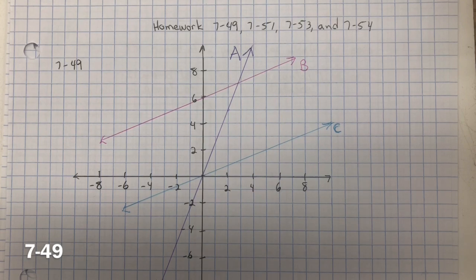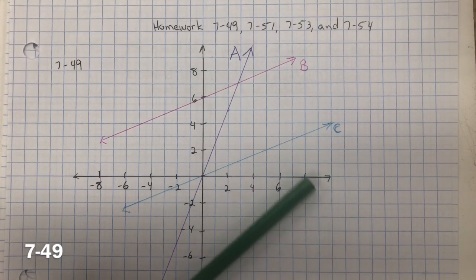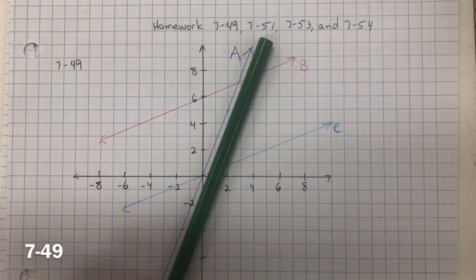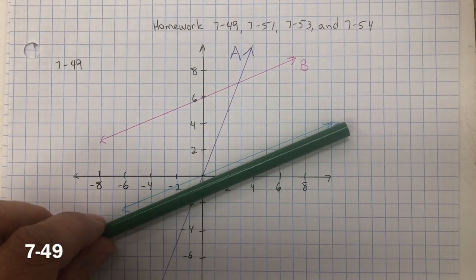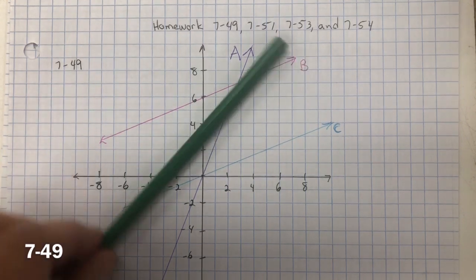Well, just looking at the graph, you can determine that line A has the greatest slope just by looking at the steepness of the line. So think of a ski slope. The steeper the ski slope is, the faster you're going to go down that slope. And C and B are not as steep as A.